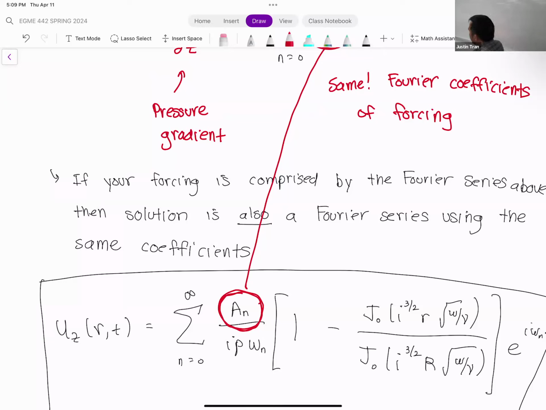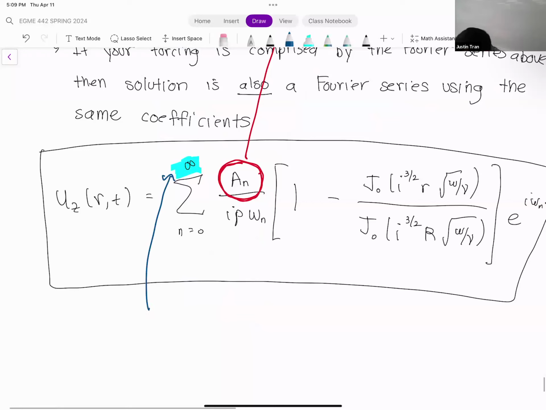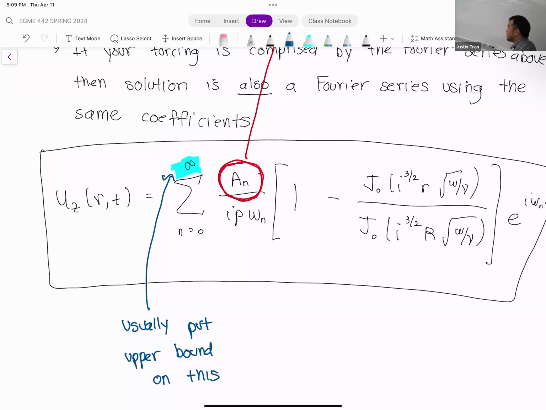But of course, if you're working in the real world, you can't really do an infinite summation. You can't just keep summing terms. And so what's practically done most of the time is that instead of an infinite summation, you have a cutoff frequency. So instead of a summation, normally you put an upper bound on this, just to keep things practical, because even with a computer, you can't really do an infinite summation.